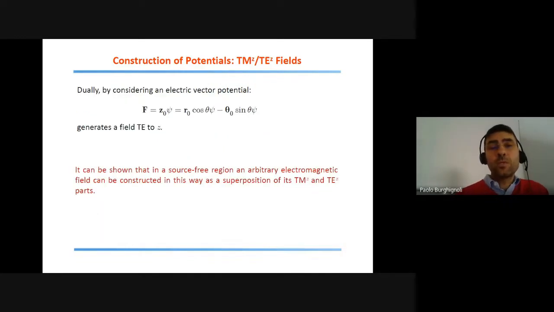You can do, of course, the same with the other kind of potential, so the electric potential, F, and one could show that in any source-free region, any arbitrary electromagnetic field can be constructed by a superposition of a TM and TE field. So therefore, by proceeding in this way, you would represent an arbitrary field.